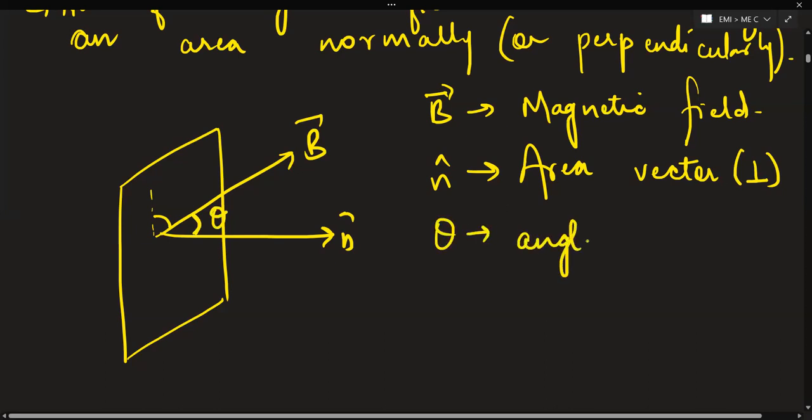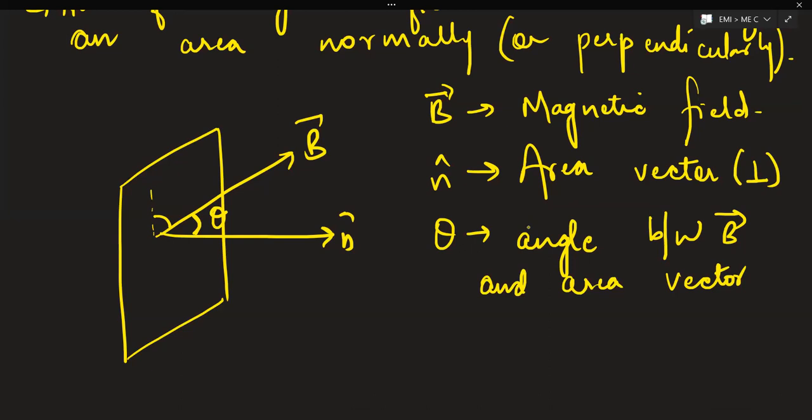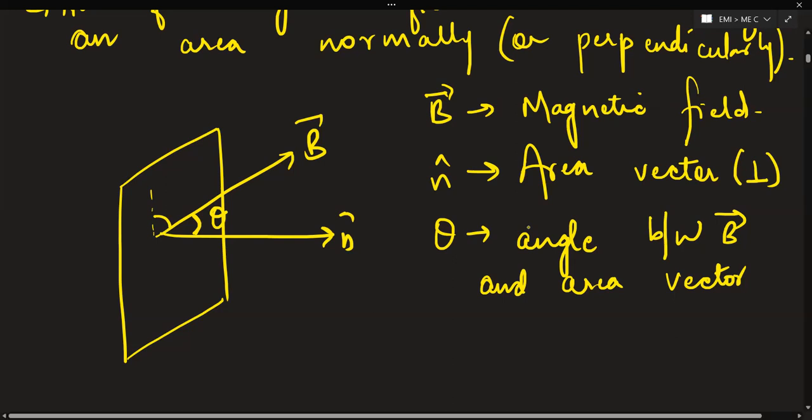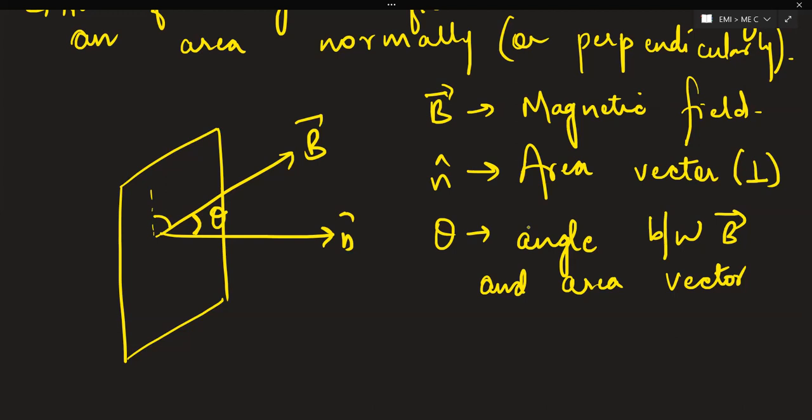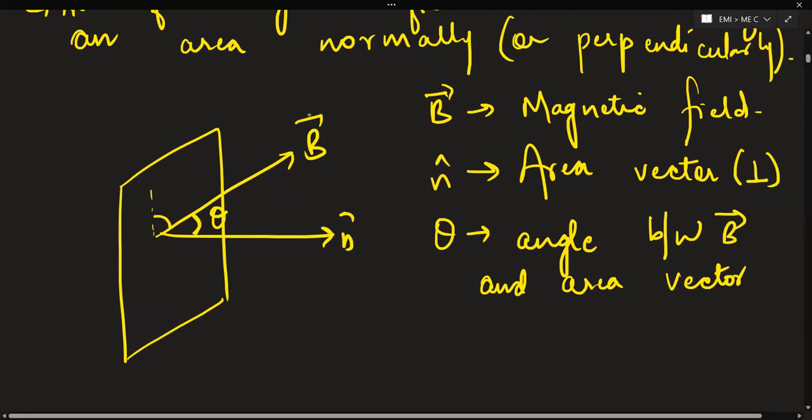Theta is the angle between the magnetic field and the area vector. Area vector is any perpendicular dropped on the plane of the sheet, anywhere. It's not necessary that you draw it at the center. Even at the edges, the condition is that it should be perpendicular, because we need certain reference points. Theta is the angle between the magnetic field and the n cap vector.